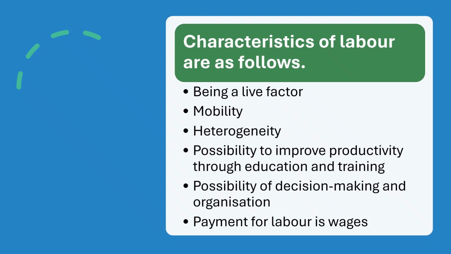Fourth one, possibility to improve productivity through education and training. Workers can learn new things and get better at their jobs through learning and practice. Fifth one, possibility of decision making and organization. Workers can think, plan, and organize their work. They are not like machines. Sixth one, payment for labor is wages. Workers receive money called wages in return for the work they do.